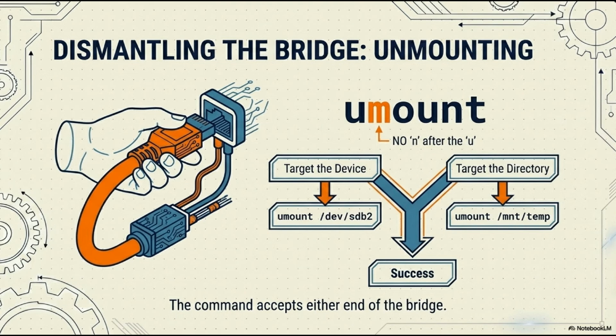Umount. The slide also shows that it accepts either end of the bridge. Right. You can say umount /dev/sdb2, targeting the device. Yeah. Or you can say umount /mnt/netdata, targeting the directory. Linux is smart enough to figure out which link you're trying to break.